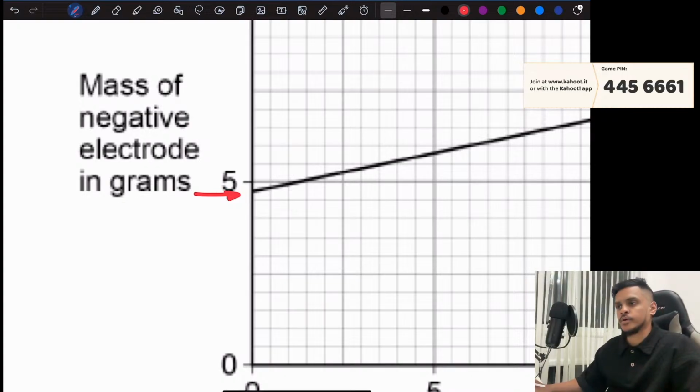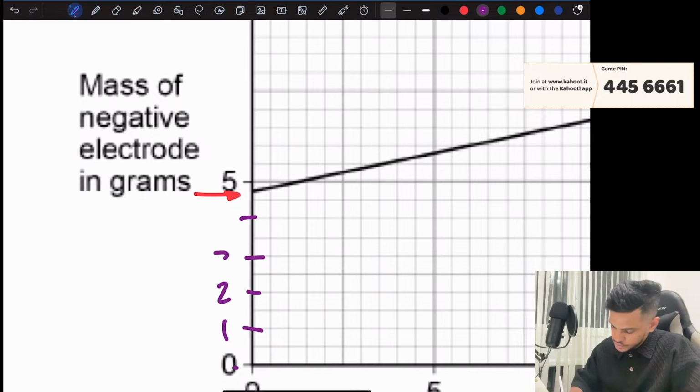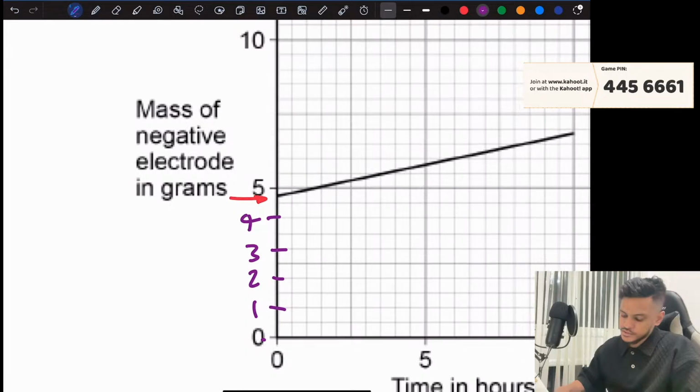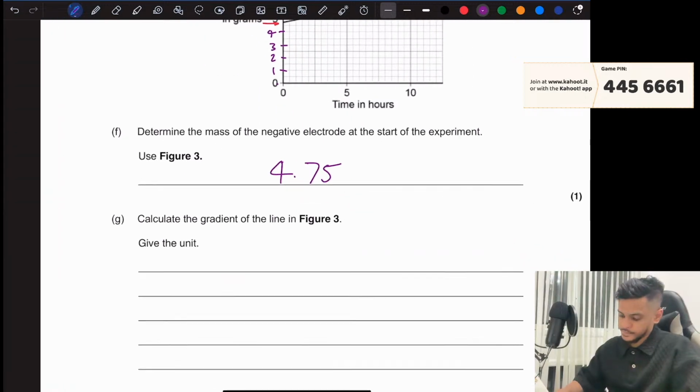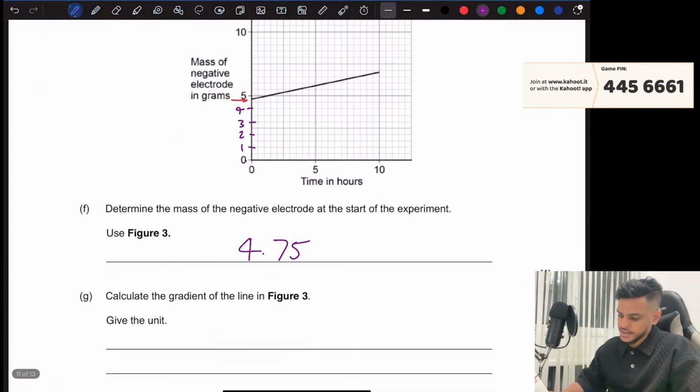7.5, not 4.95. Okay, so be careful there. Look at the scale. 2, 3, 4. Okay, so that is 4.75. It's 3/4 of the way between 4 and 5. So that's 4.75. Calculate the gradient of the line.